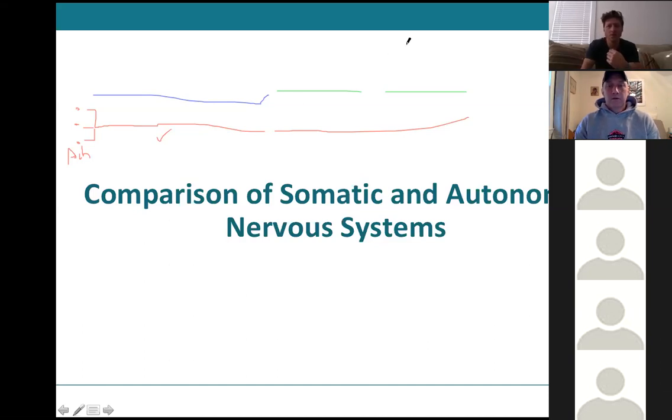Is it a lower motor neuron? It is the lower motor neuron. Kick ass. Okay, which means this motor neuron here is which one? Upper motor neuron.